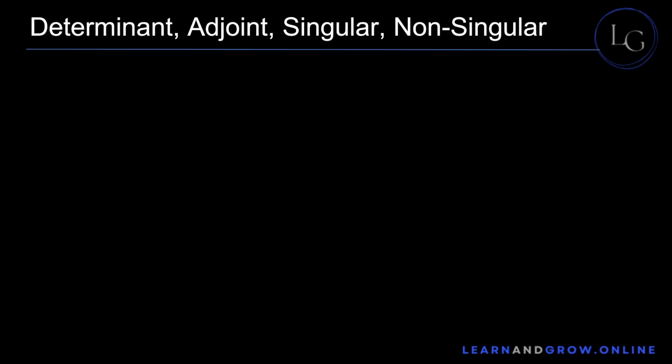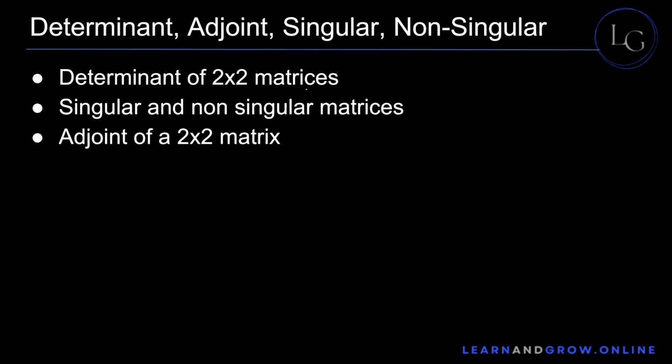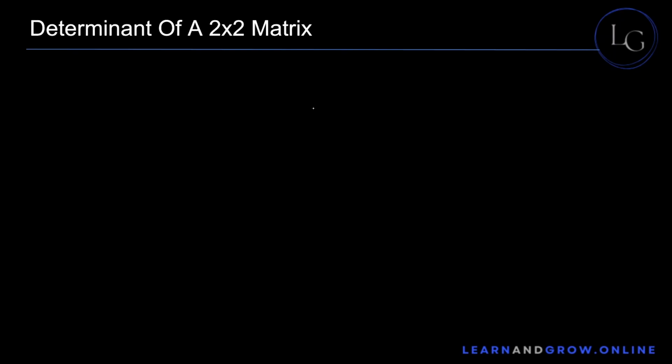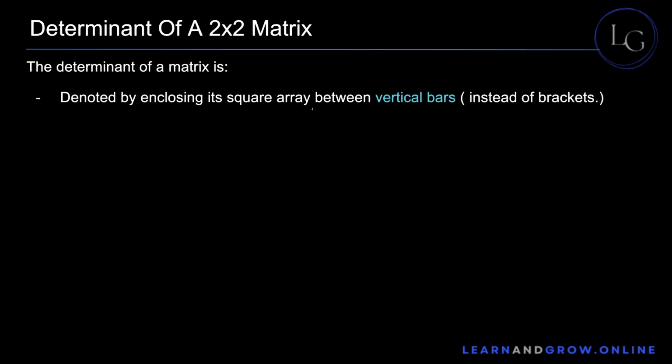Determinant, adjoint, singular and non-singular matrices. So we'll be discussing the determinant of 2 by 2 matrices, singular and non-singular matrices, and the adjoint of a 2 by 2 matrix. So what is the determinant of a 2 by 2 matrix?